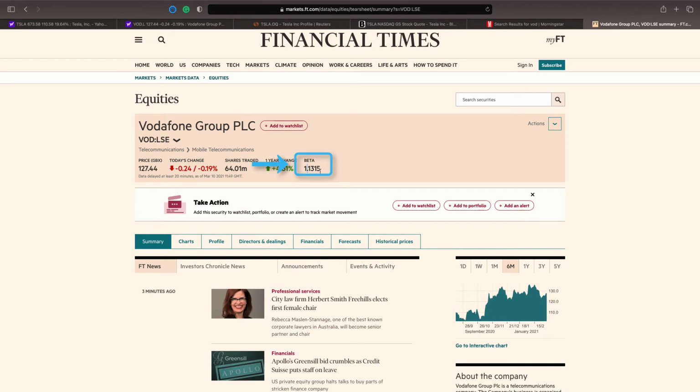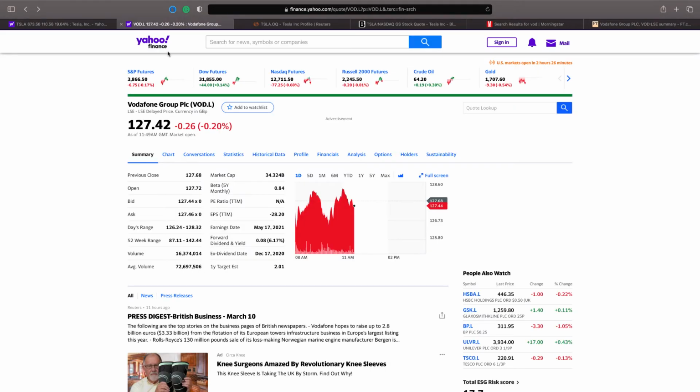Beta is 1 point. Okay, so this is what I was talking about, right? So a fairly vast difference in the beta estimate. 1.1315 according to the FT, 0.84 according to Yahoo Finance. Make of that what you will. Why is there this difference? Well, it's likely, almost certainly, because of the way they've measured or quantified or estimated the beta.